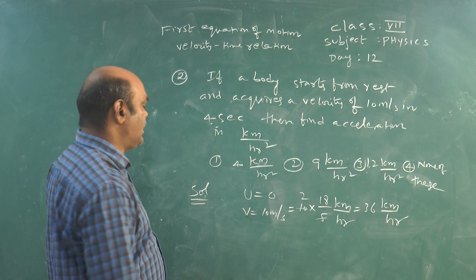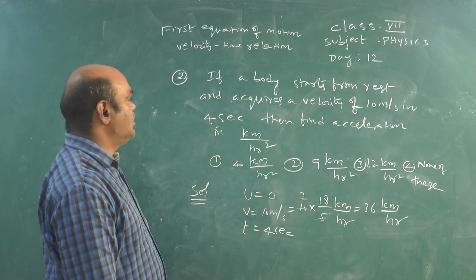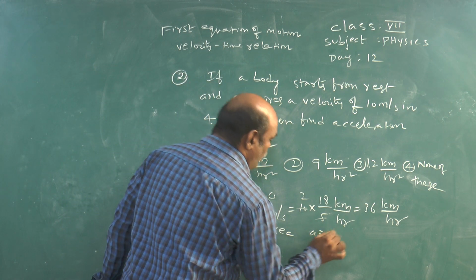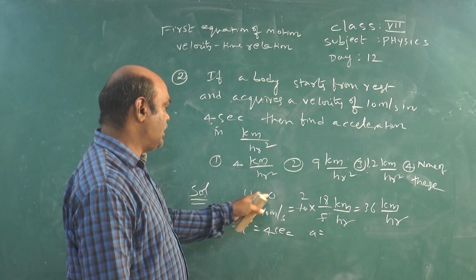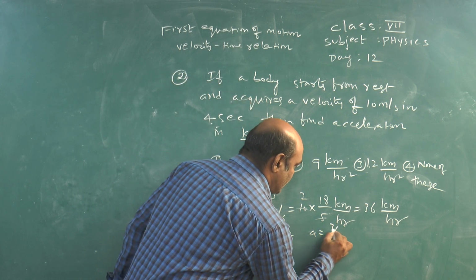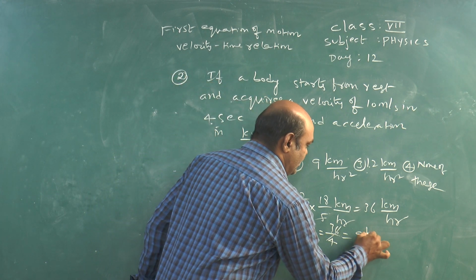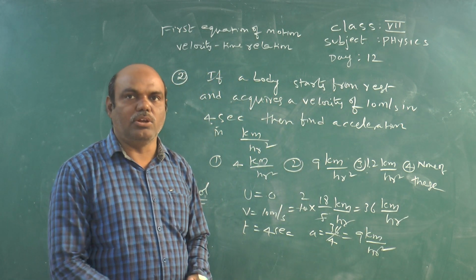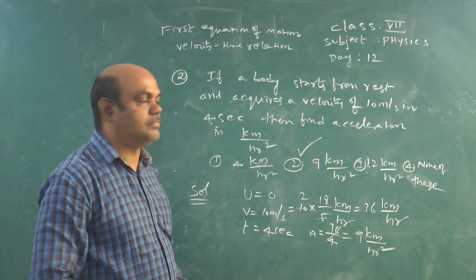Time taken t equal to 4 seconds. Then find the acceleration. a equal to (v minus u) by t. So v minus u is 36 minus 0, 36, by time value 4. So our answer is 9 kilometer per hour square. So the second option is correct.